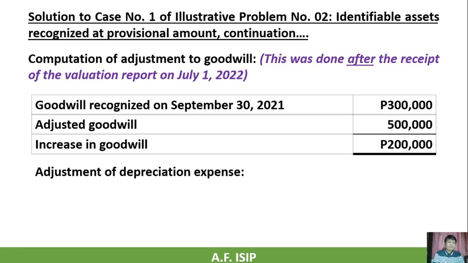So let's also prepare a computation on how much will be the amount of adjustment for depreciation expense. Remember, there was a change. On the date of acquisition, the provisional estimate for depreciation is 10 years. But upon receipt of the valuation report, it is noted that the correct estimated useful life is 5 years. Therefore, we have to make an adjustment for depreciation expense.